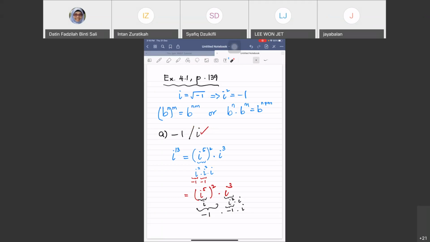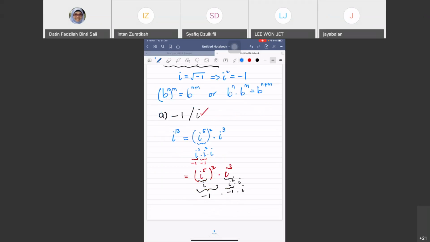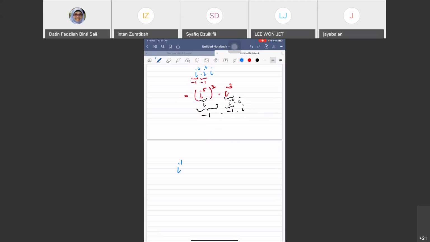Madam, how about i to the power 12 times i to the power 1? Oh, you're using i. Okay, so again, i to the power 12 times i to the power 1. Yes, you get also 13, because 12 plus 1 is 13. So you just need to figure out i to the power 12. How to find the i to the power 12? Shafiq, what do you do? 2 times 6.